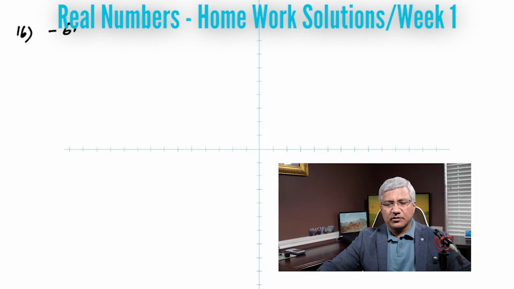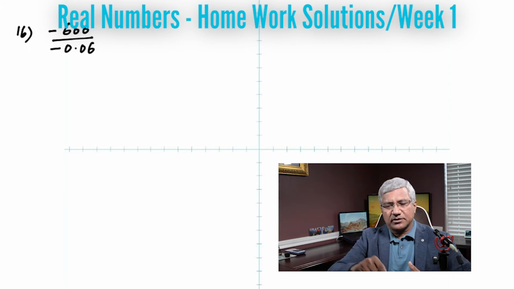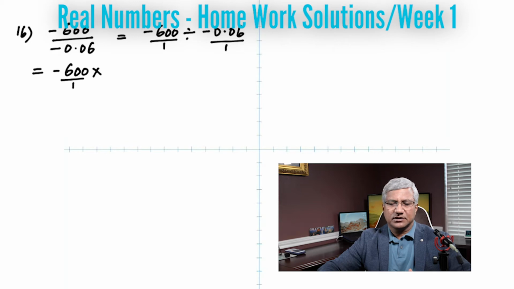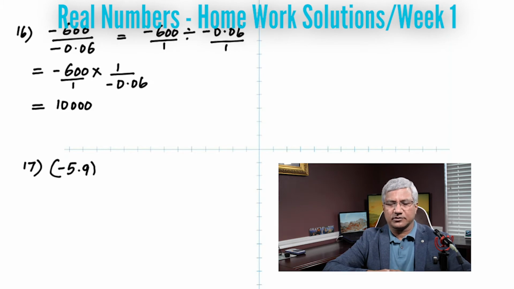Number 16, we have minus 600 by minus 0.06. That's it. So here, a negative divided by a negative is a positive. And then you have a decimal in the denominator. Got to be careful. So that's negative 600 divided by negative 0.06, which is in effect negative 600 times 1 by negative 0.06. Actually, you can put this into the calculator straight away and you would get the answer as 10,000, positive 10,000.